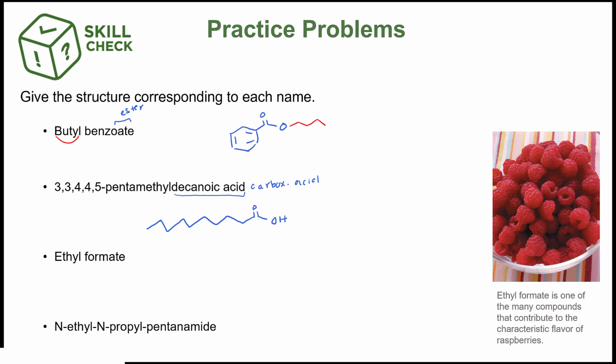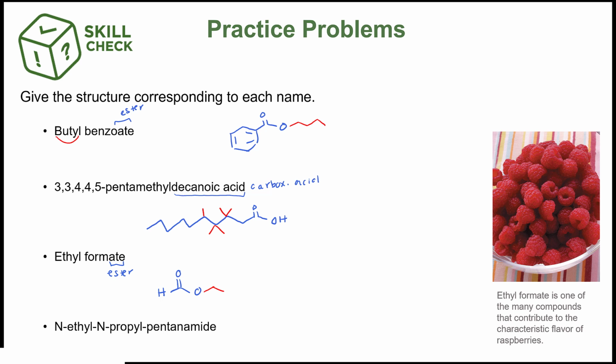Pentamethyl. I have methyls at 1, 2, 3. There's 2 of them. 4 and 5. Ethyl formate is the one that has 1 carbon. There's a hydrogen on this side. It's an ester because of the -ate ending. And then there's an O here and then ethyl on the other side of that. Ethyl formate is one of the contributing characteristic flavors of raspberries.